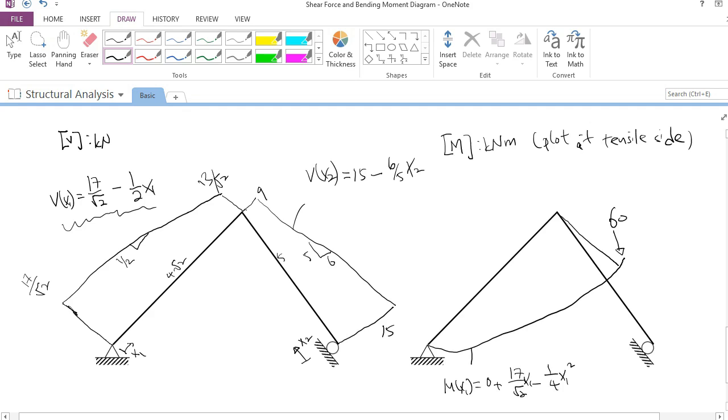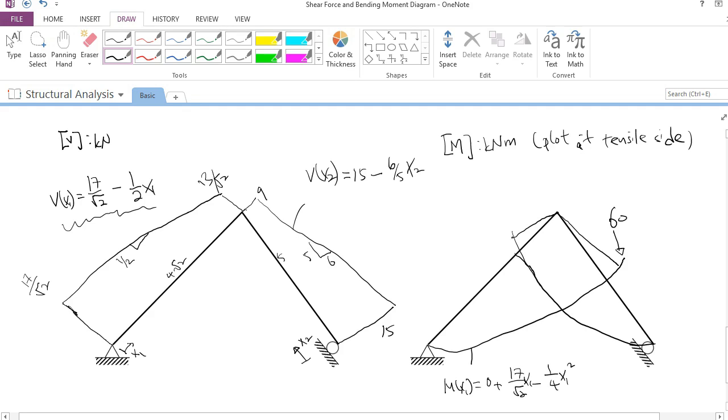You can see that the bending moment is increasing, but the rate of increasing is lower, because our shear force diagram is decreasing. Of course they are still positive, but the rate of increasing is reduced. Similarly, for the second bending moment here, it should be something like this.